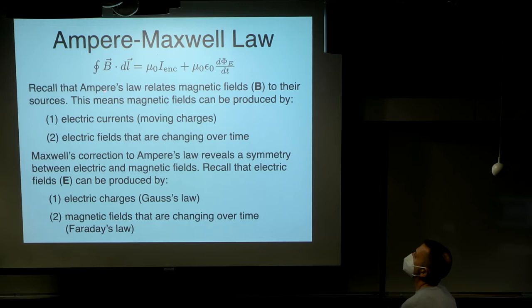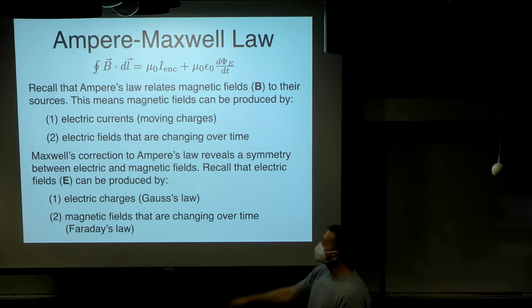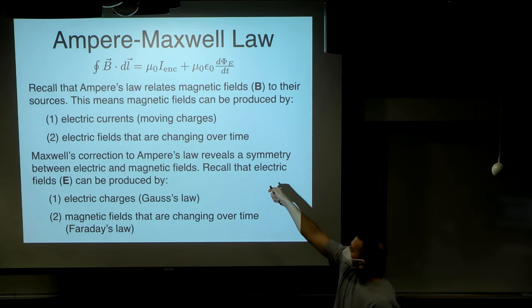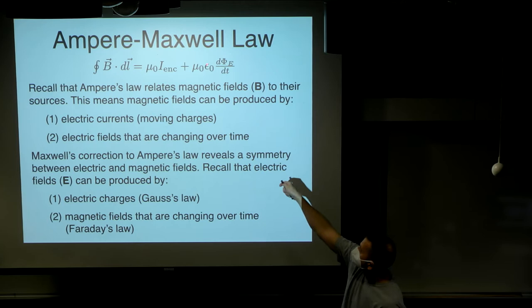So let's go through it. What do we have? We have the integral of B dot dl over some loop, and that's a closed loop. That equals mu naught times I enclosed. We're familiar with that part. Here's the additional term, which we call the displacement current. So you can think of this as mu naught times a displacement current, where the displacement current is this part, epsilon naught times d phi dt. And this is the electric flux that's changing right here.